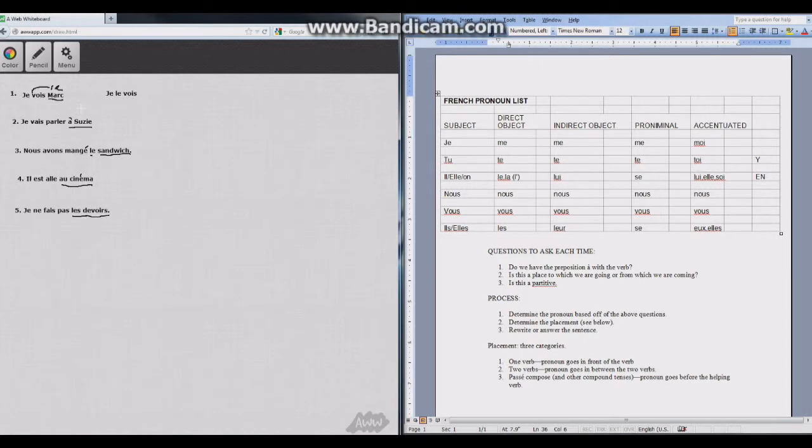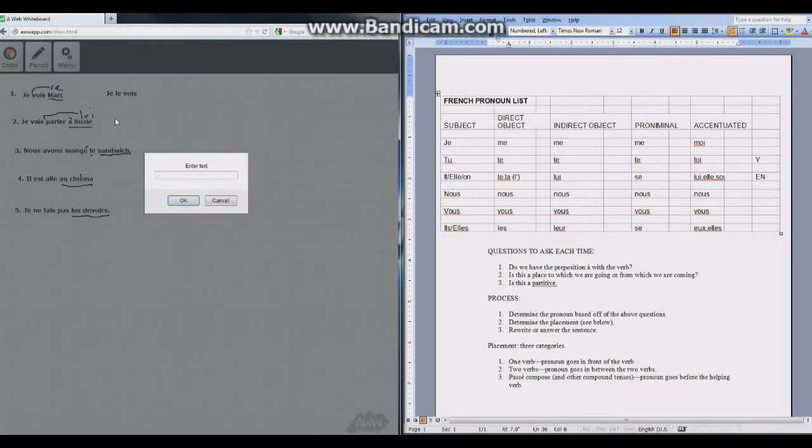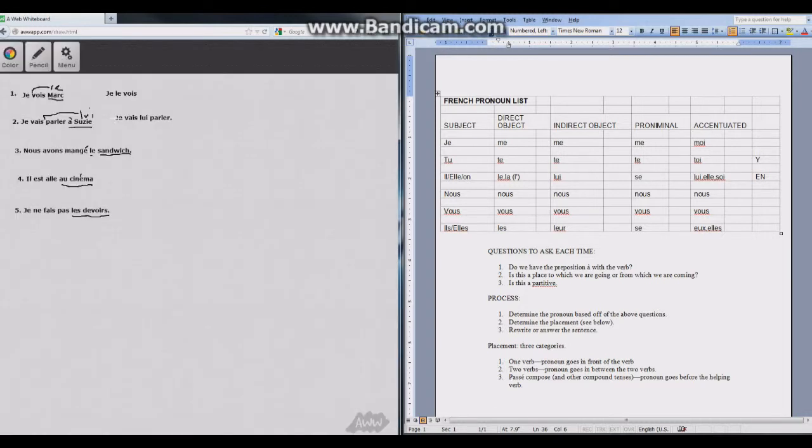So this one is going to be lui. Now, what category am I in? 1, 2, or 3? I have 2 verbs. So I know that it's going to go in between them. So I know lui has got to go there. Let me see if I can rewrite this for you. That's what we should have. Je vais lui parler.